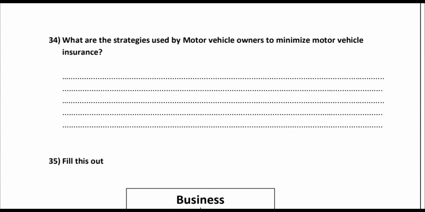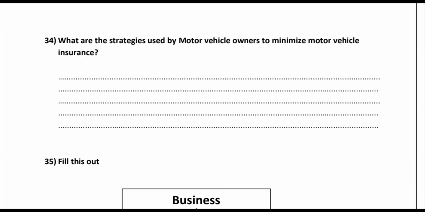Okay, so what are the things I told? They can obtain no claim bonus benefit. The next one is they can obtain the membership of Ceylon Automobile Association. And the third one is they can set minimum compensated limits. Write it down. They can set minimum compensated limits.